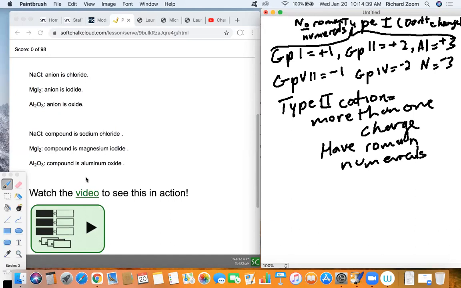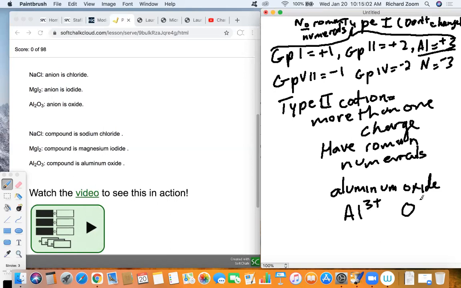So if you've got aluminum oxide and you've got the name of it, and you wanted to come back to the actual formula, what you would do is it all comes back to the charge. Aluminum has a 3+ charge, and we know that because it's one that is already set.